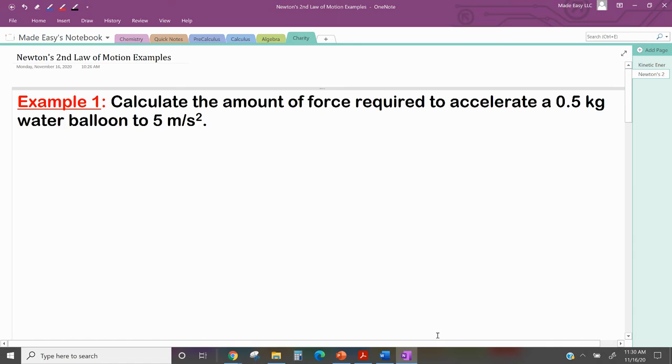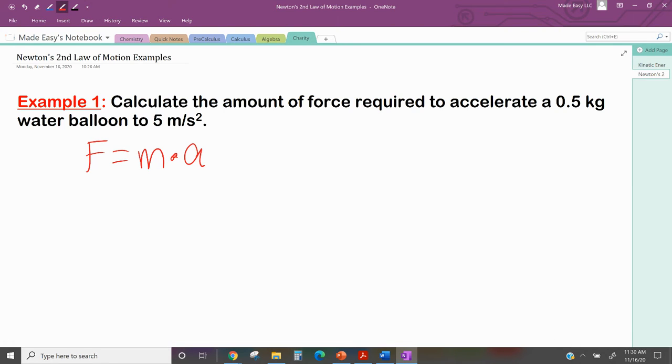We are going to calculate the amount of force required to accelerate a 0.5 kilogram water balloon to 5 meters per second squared. Whenever I'm doing a calculation, I always like to write down the equation that we're using. So I'm going to write F equals m times a. And so we need to rearrange the equation to be solving for whatever it is it's asking us to calculate. Well, it's telling us to calculate the amount of force.